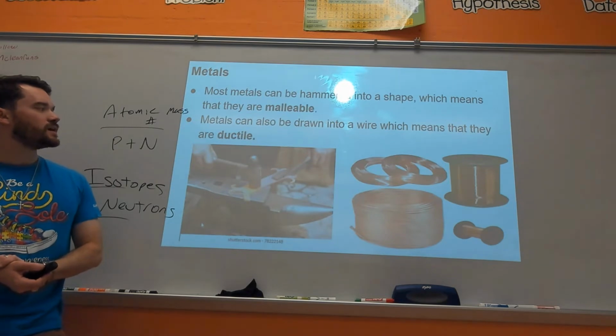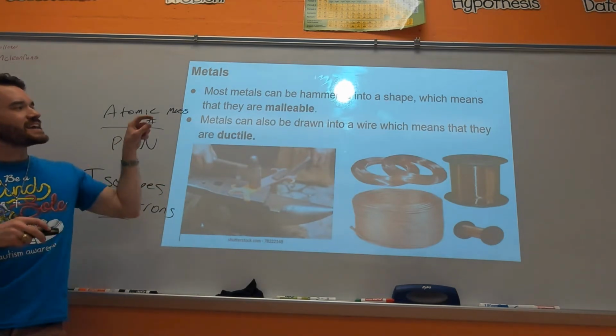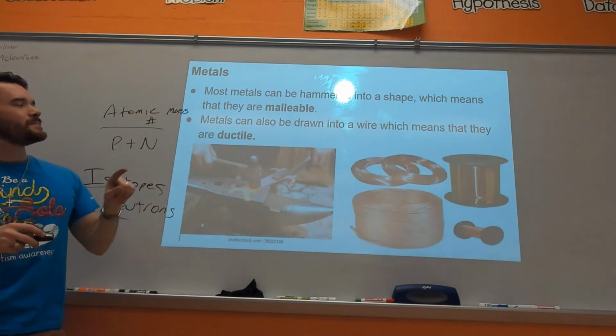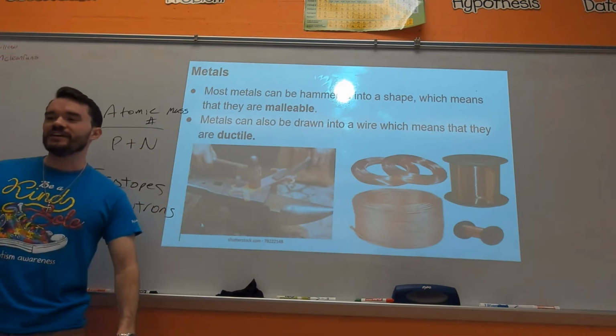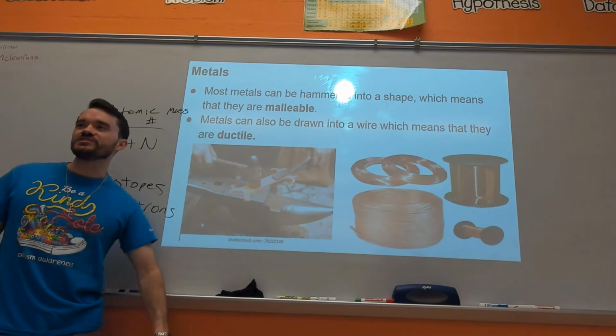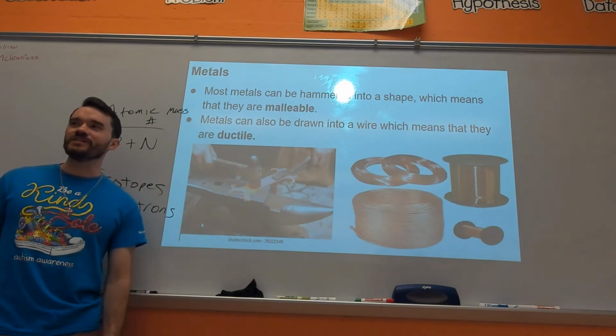All right, cool. Some other properties of metals. They can be hammered into a shape, meaning they are malleable. So if somebody is malleable, what does that mean? If I were to say, hey, so-and-so is malleable, what are we saying? Sam?